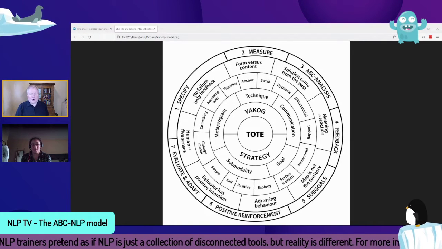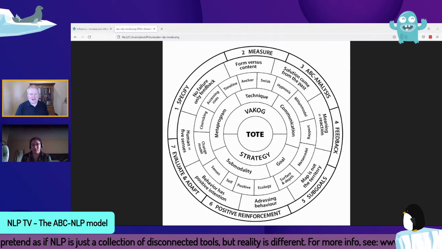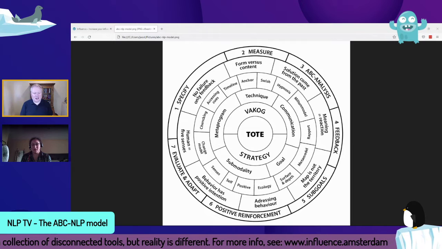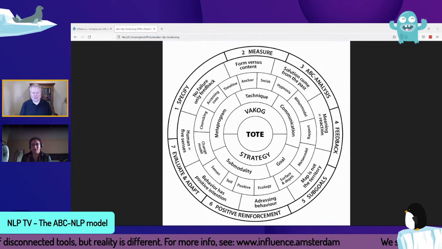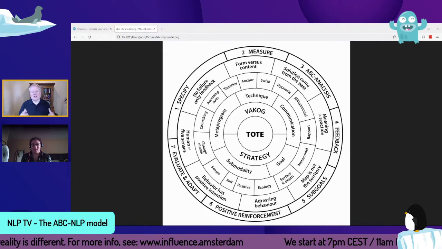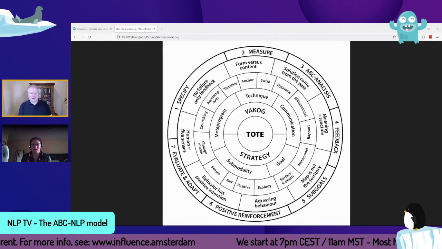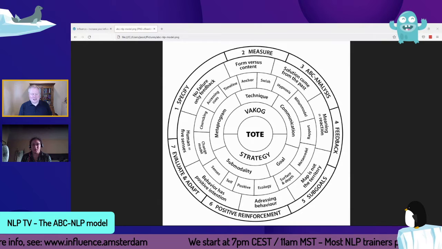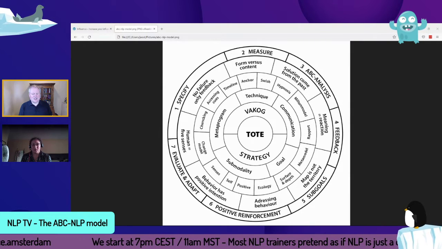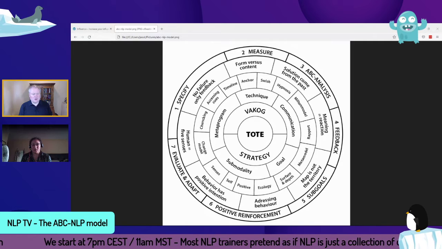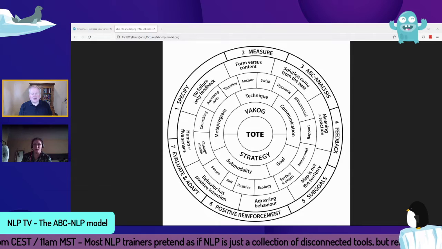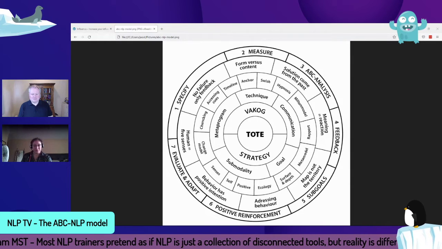All right, so what you see is actually the ABC NLP model. ABC stands for antecedent behavior consequences. It is the core model of applied behavioral analysis, a real science that has been taught within the universities for almost 80 years now. So that is well grounded, very well established.